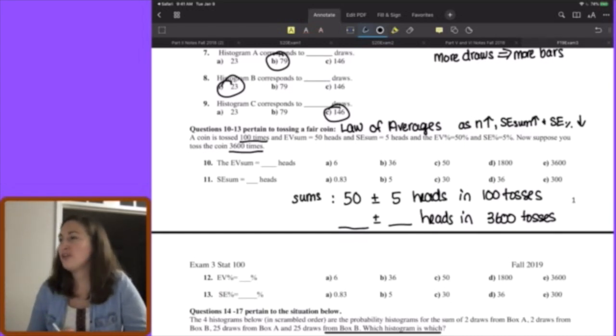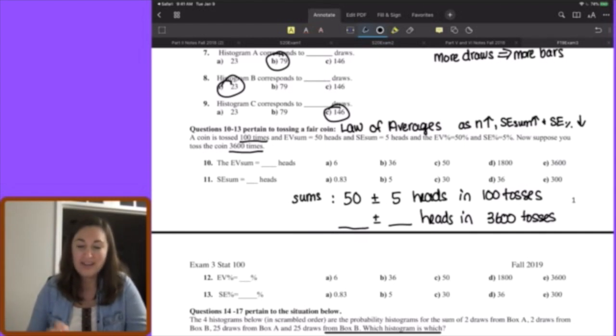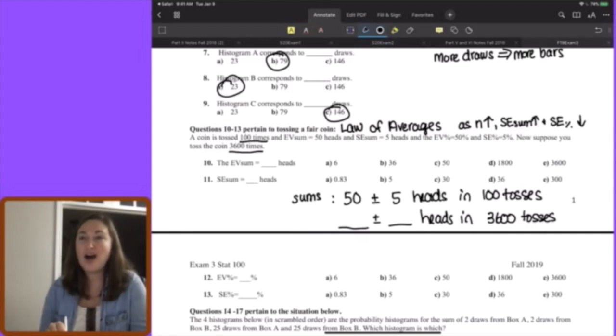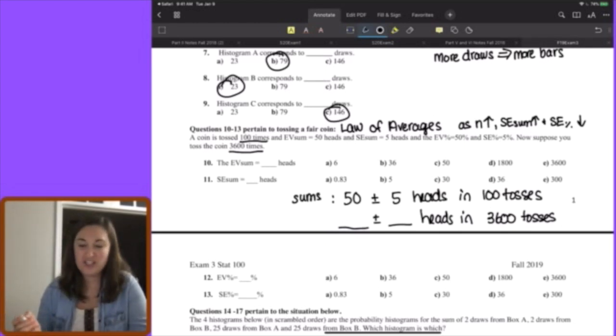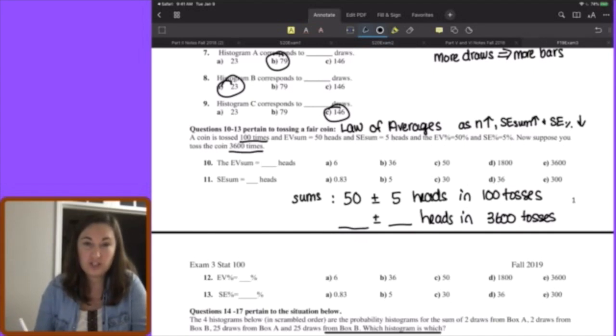There's a question, what variable do they go up and down by? So that's what we're going to talk about now. As n goes up, they go up and down by the square root of n. So in this case, we can see n is going from 100 to 3600. So it's increasing by a factor of 36.